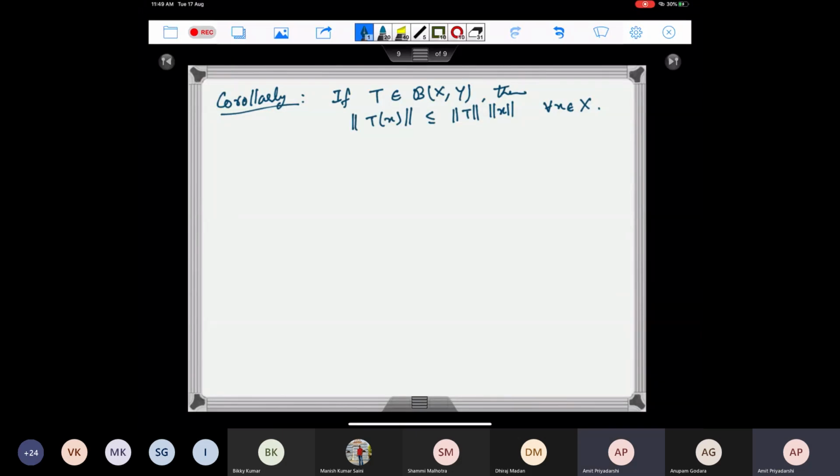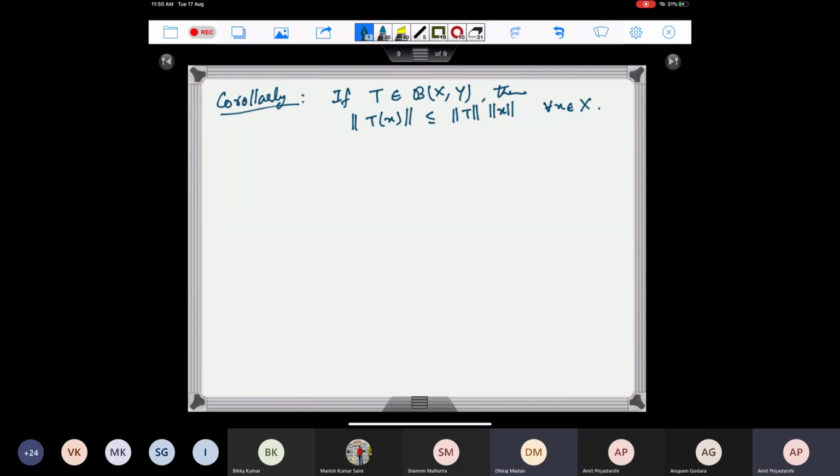So we had seen that B of XY is a vector space, and now we have seen that we can define a norm on this. Let's show that this norm T is actually a norm on this. So next we will see that this is, yes, in the definition of norm T.